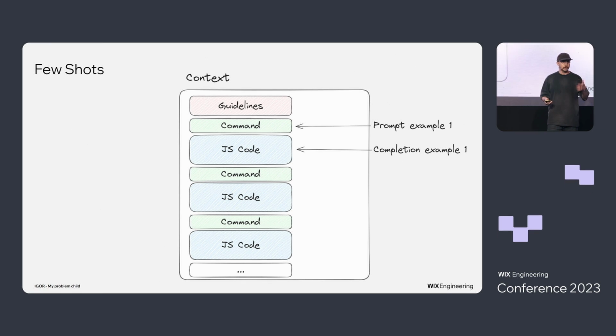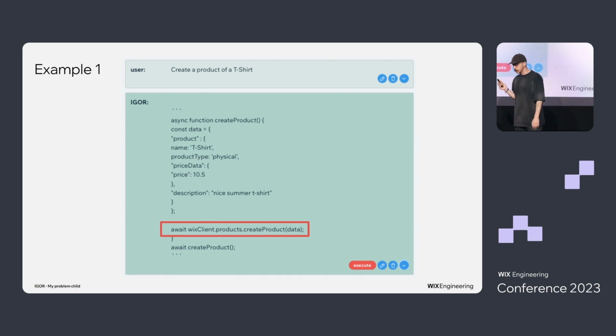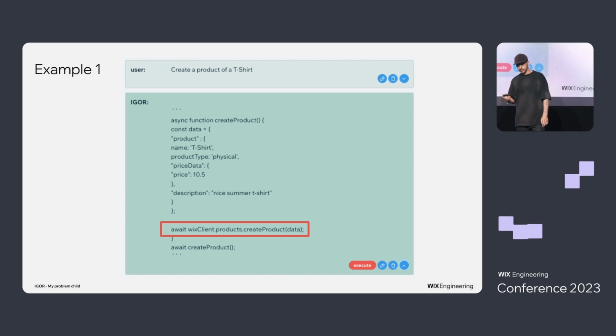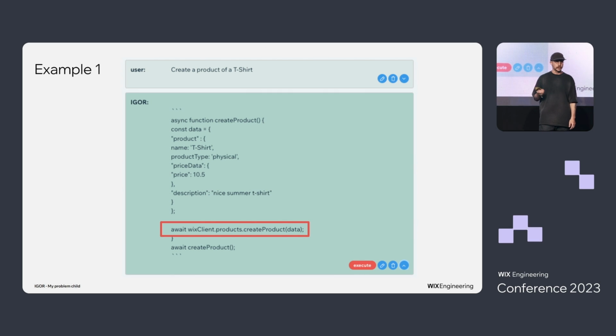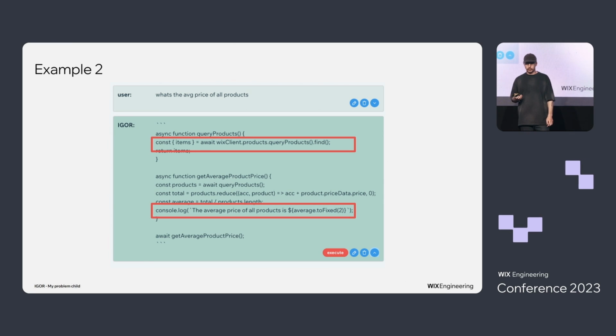Now let me show you a couple of such training examples. Here's one example. The prompt is "create a product of a t-shirt," and the desired completion is the code that does exactly that. As you can see, the code example here is using the Wix SDK. Here's another example. This time it's a query: what's the average price of all products? You might say it's not a command, but for IGOR it's actually the same. It's just code using the Wix API that completes the task of answering this question or query.